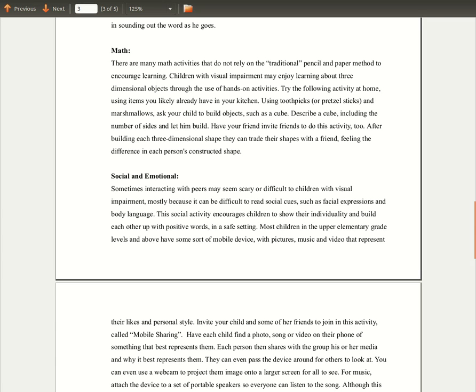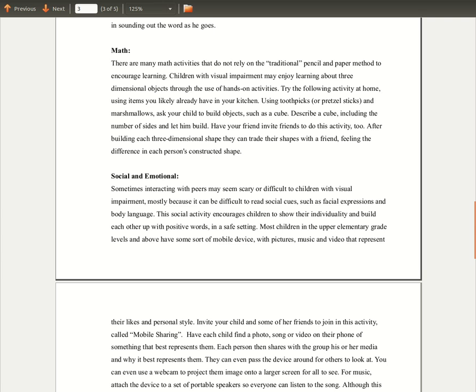A social emotional activity. Sometimes there are issues interacting with other people simply because of missing out on those visual cues or those nonverbal cues. So interacting with peers can kind of seem scary. This activity for social emotional encourages children to show their individuality and help to build each other up with positive words in a safe setting.